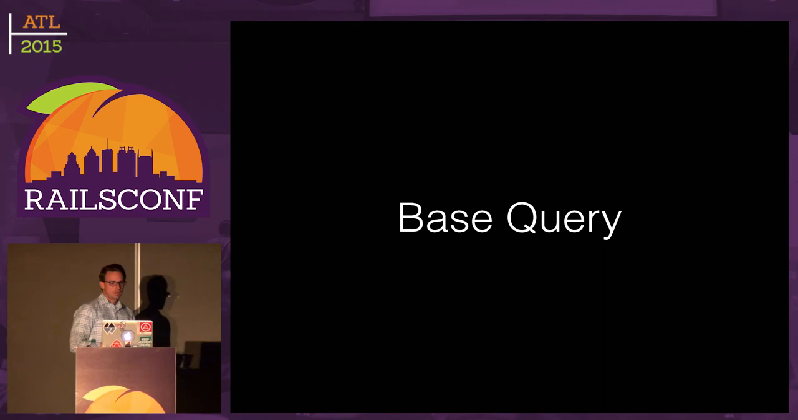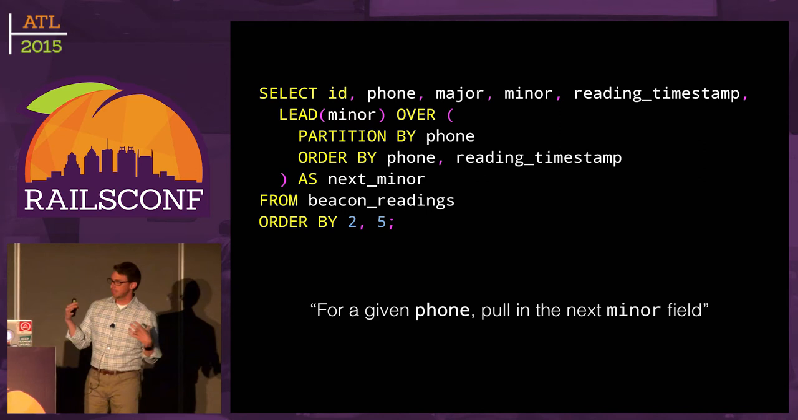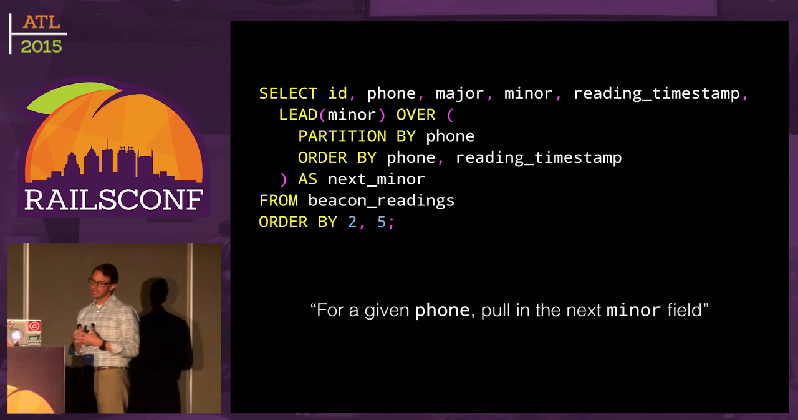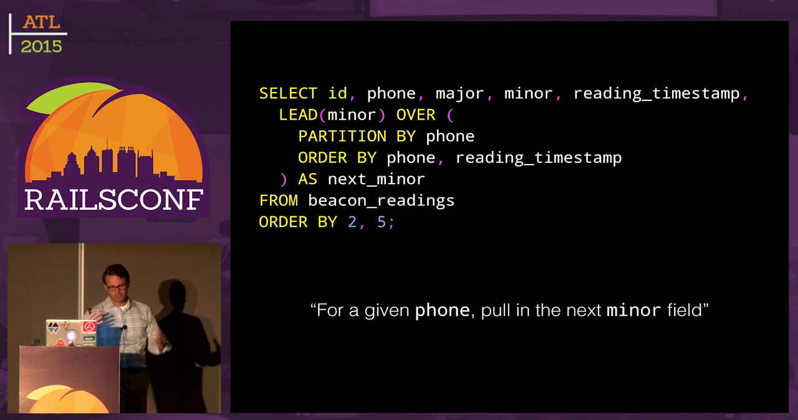So let's start with our base query. For a given phone, pull in the next minor field. We're looking at data that comes in from a Bluetooth beacon, an iBeacon. So we're doing indoor location stuff here. And this is going to help us see how a phone moves around in an area covered by beacons. Again, that order by phone there isn't strictly necessary, but it just makes it easier to see.